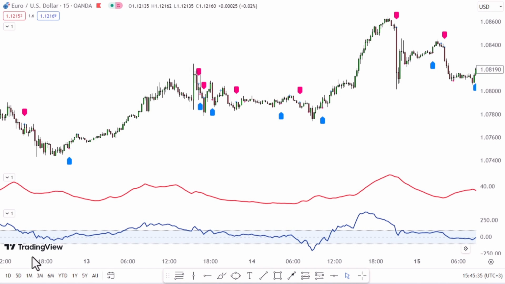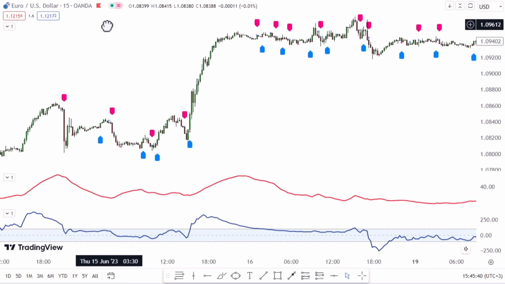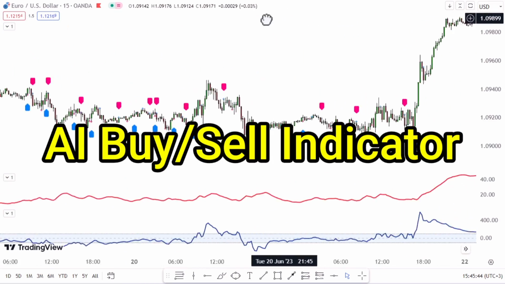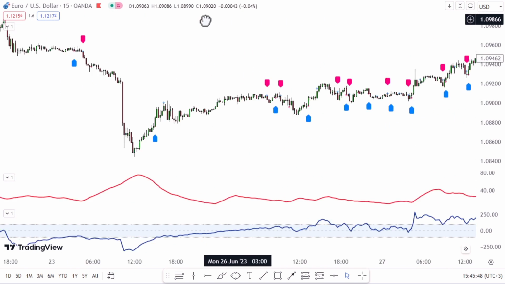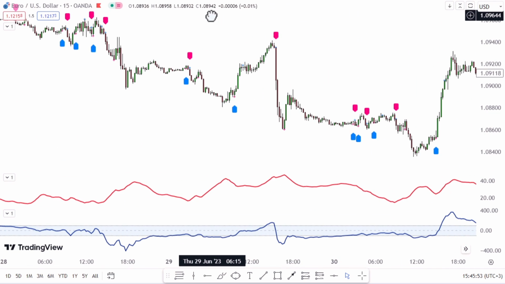In this video, I'm going to show you a super accurate indicator built using a machine learning algorithm. It's called the AI Buy Sell Indicator on TradingView. Trust me, it's a game changer. This indicator can help you identify profitable trading opportunities by generating signals on your price chart.